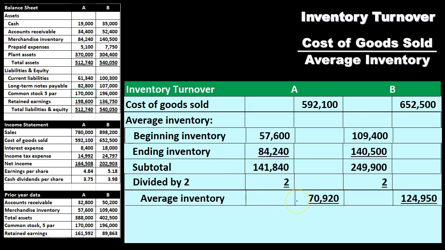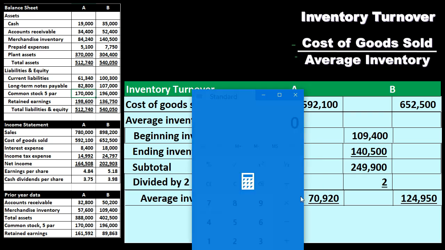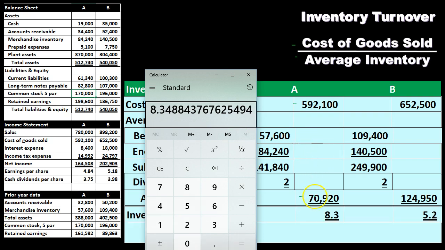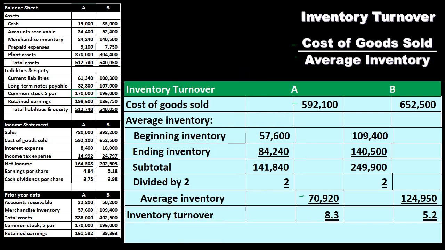I'm going to pull that out into the outer column so that now we have our two components for the ratio, that being the cost of goods sold and the average inventory. Cost of goods sold divided by the average inventory. If we calculate that out, 592,100 divided by 70,920, that gives us the 8.34. The 8.3, we're calculating it out to 1 decimal in this case.